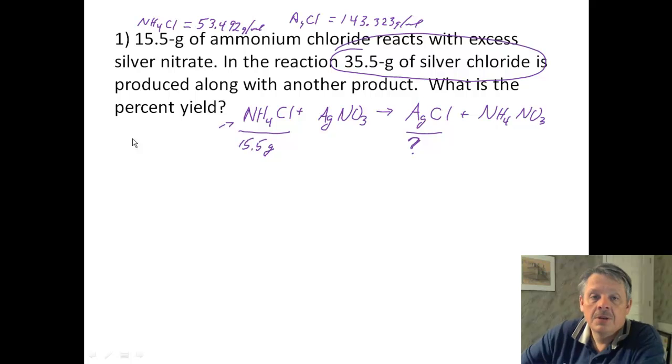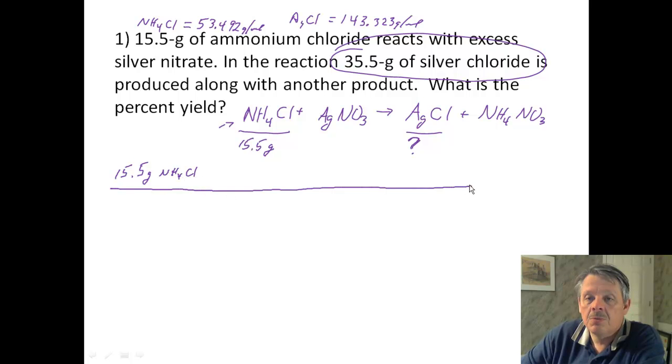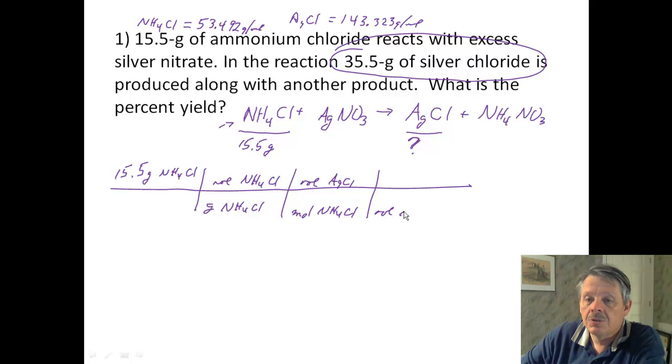So we're going to start over here with ammonium chloride, and we have 15.5 grams of ammonium chloride. And we are trying to get to how many grams of silver chloride that will produce. So I have to get rid of grams of NH4Cl and go to moles of NH4Cl. This is going to be pretty easy because all of our coefficients are 1. Then we go from moles of AgCl to grams of AgCl.